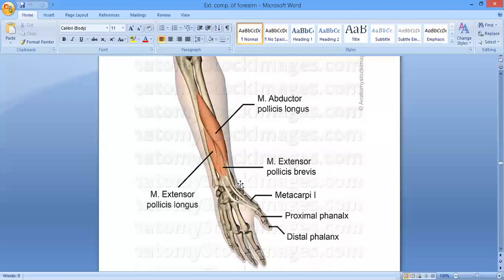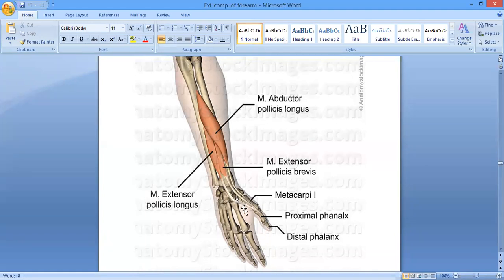Clear? So where does the abductor pollicis longus attach? To the base of the first metacarpal, and the extensor pollicis brevis is inserted at the base of the proximal phalanx of the thumb, right? And again, its nerve supply is coming from the deep branch of the radial nerve, the posterior interosseous nerve. And what will be its function?